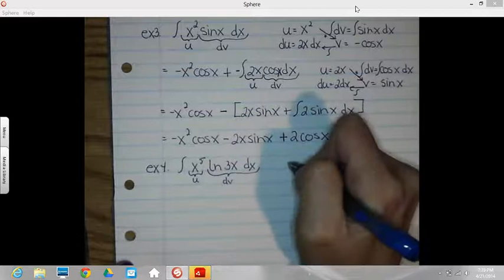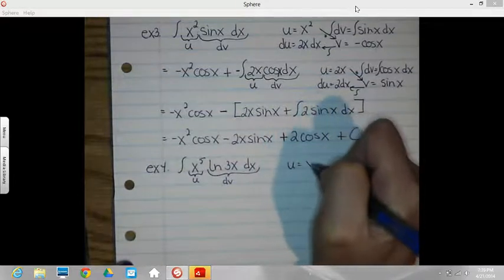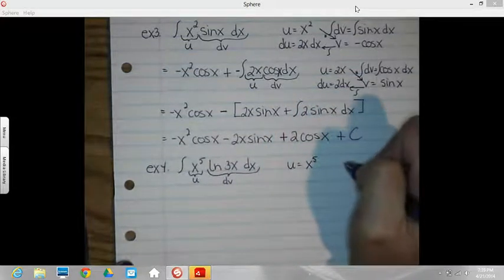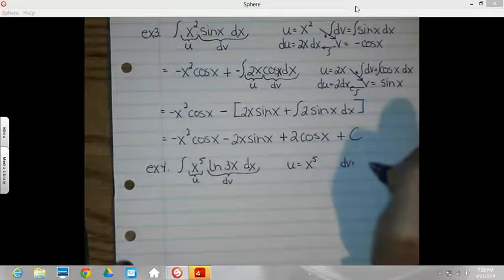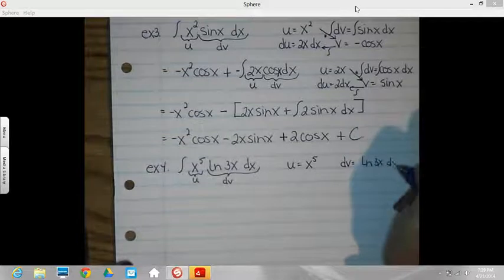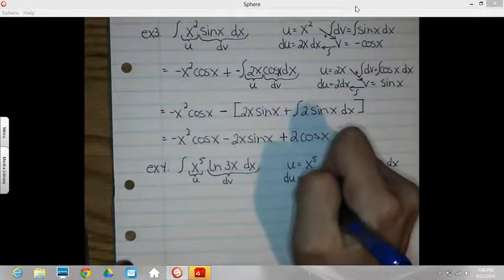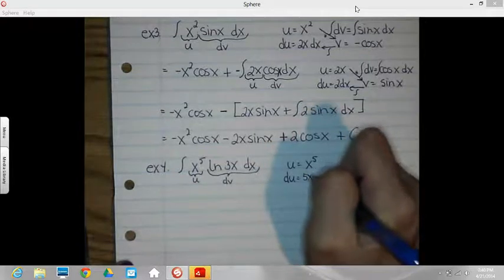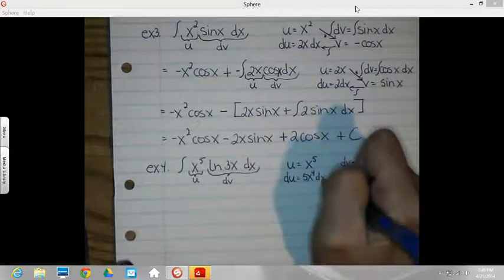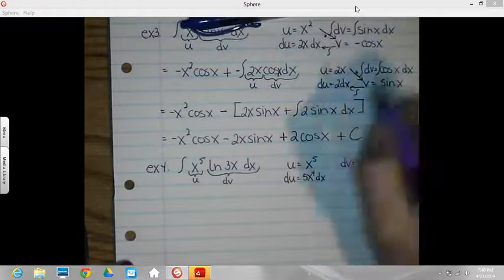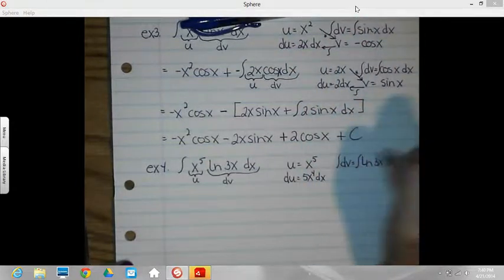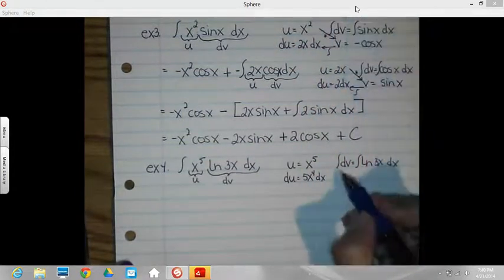Well, if I let u equal x to the 5th, and dv equal the ln of 3x dx, okay, derivative here isn't a problem. du equals 5x to the 4th dx. Integrating here, well, this is not a problem. This goes to v.